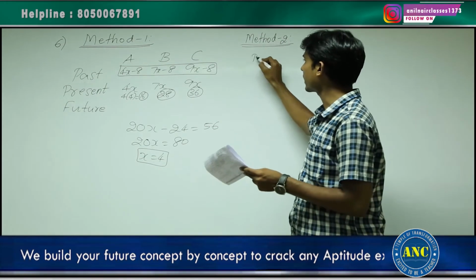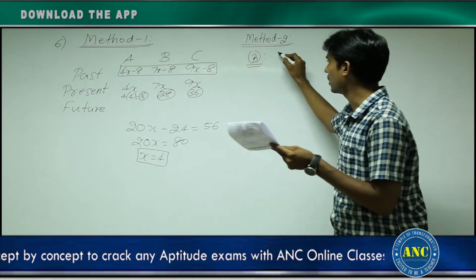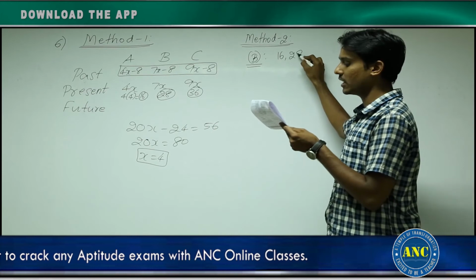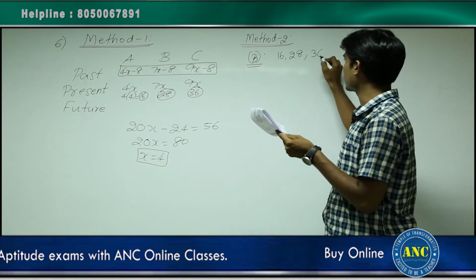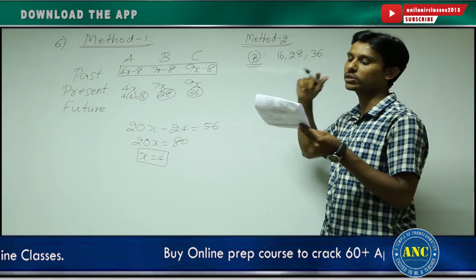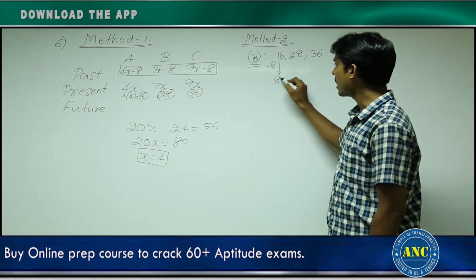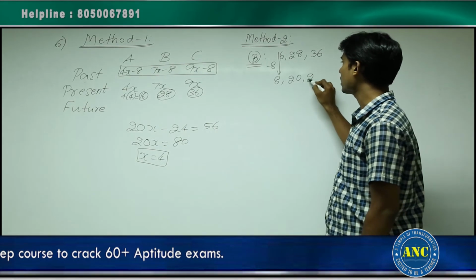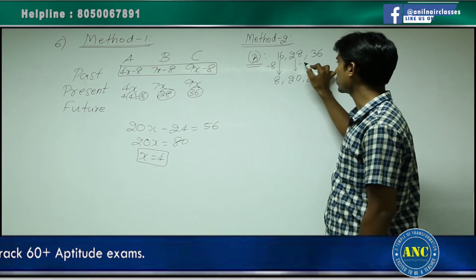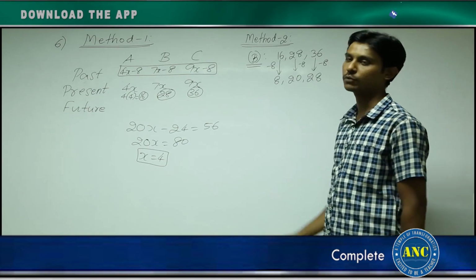Suppose I assume the second option as the correct answer. This is my assumption; it may or may not be right. If I assume that the present ages are 16, 28 and 36, the question is asking: 8 years ago the sum of their ages was 56. 8 years ago, their ages will be 8, 20 and 28. 8 years ago the sum of their ages was 56.